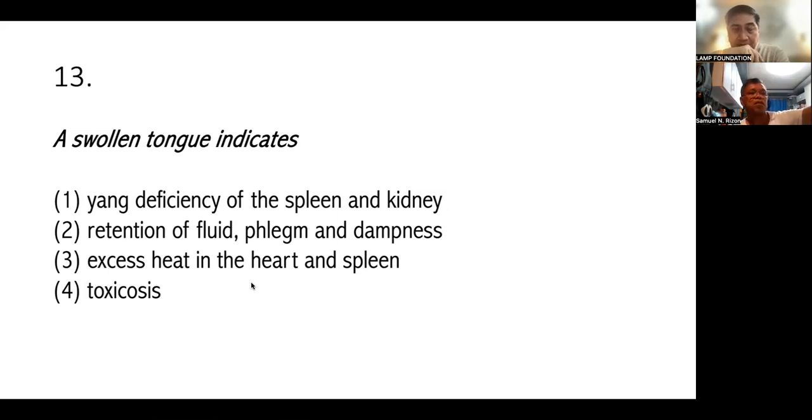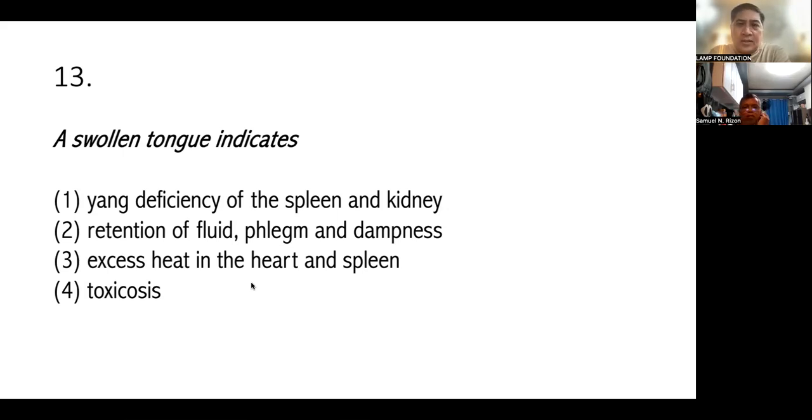Why? Swollen tongue indicates retentions of fluid, phlegm, and dampness. Dahil po may damp na, so makapal na po yung tongue. And then excess heat in the heart and spleen. Swollen na rin po. And nagkaroon na rin po ng toxicosis for infection. So indication pa rin po ng swollen tongue.